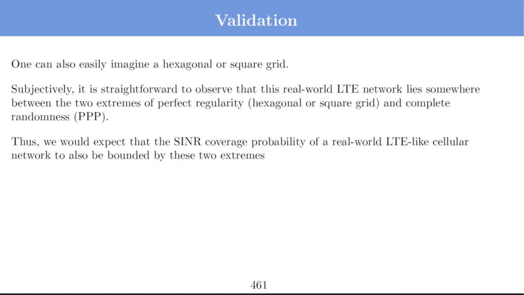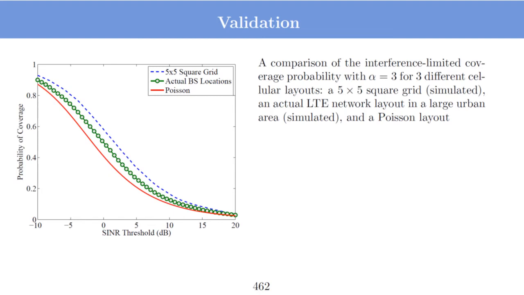So we also hope the coverage probability of a real world system should also be between these two extremes. And this is actually true. This result shows the coverage performance of a 5 cross 5 square grid, the PPP, and an actual base station deployment. You can see that the Poisson deployment has a lower probability of coverage, because some base stations can be very close and this can cause a lot of interference, while the square grid actually has a higher coverage, and the real base station locations have a coverage in between the two.